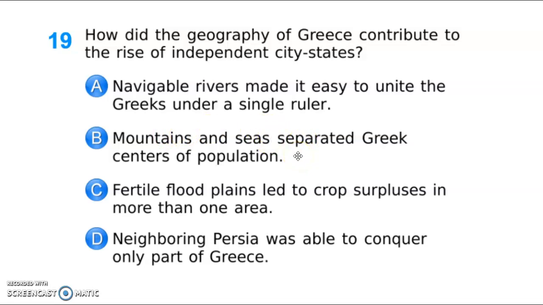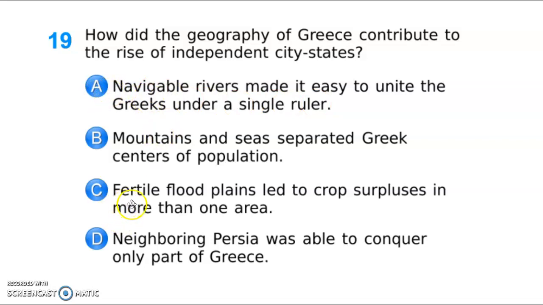The city-states emerged. A is incorrect because it says navigable rivers made it easy to unite the Greeks under a single ruler. Greeks had city-states, which meant that you had one person that ruled it, but then you had governors, people that broke off from there to rule their city-states. So it was a bunch of little city-states within Greece. That is what makes A incorrect.